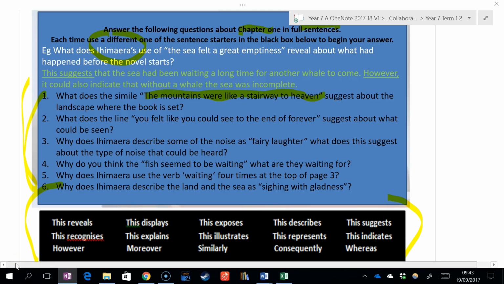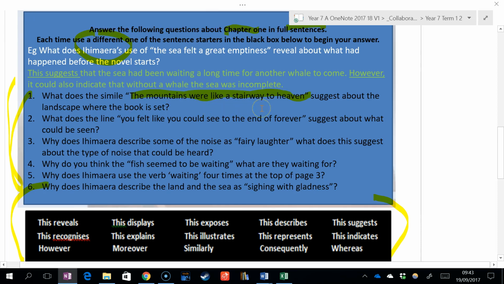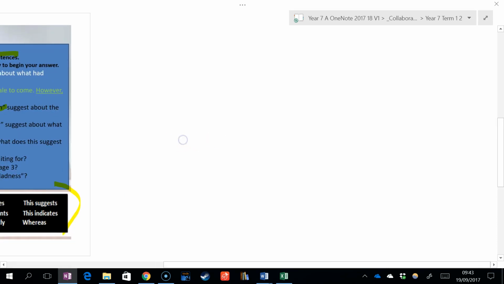Okay, class. So we're now going to look at how to answer these questions. What does the simile, the mountains were like a stairway to heaven, suggest? To do this, I'm just going to go into this white space over here and ask you, what were some of the key words in that quotation? Hands up. What were some words you remember from that quotation? Dev? Stairway to heaven. Good. So you've got that phrase, stairway to heaven.